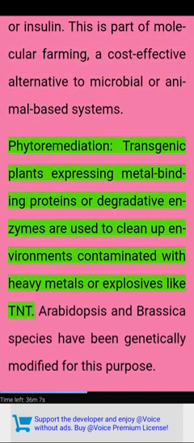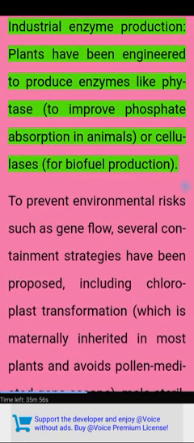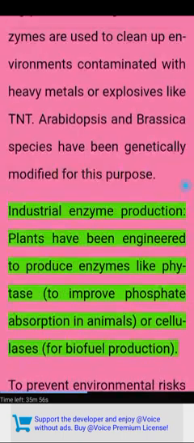Phytoremediation: transgenic plants expressing metal-binding proteins or degradative enzymes are used to clean up environments contaminated with heavy metals or explosives like TNT. Arabidopsis and Brassica species have been genetically modified for this purpose. Industrial enzyme production: plants have been engineered to produce enzymes like phytase to improve phosphate absorption in animals, or cellulases for biofuel production.